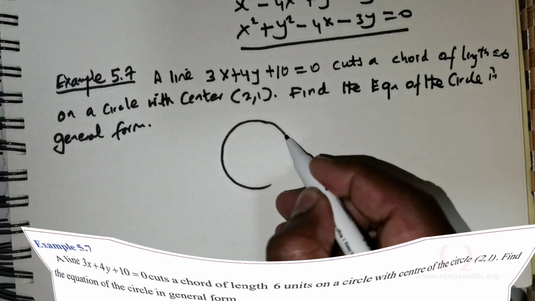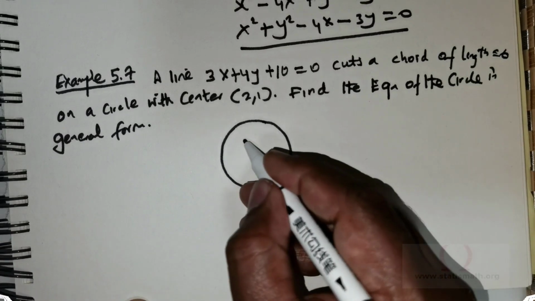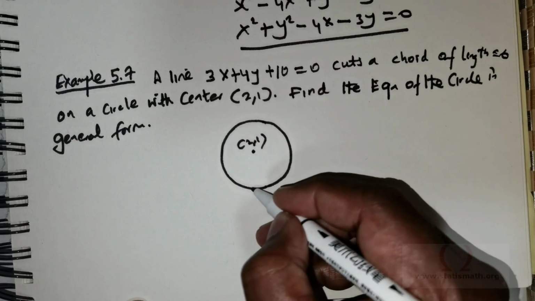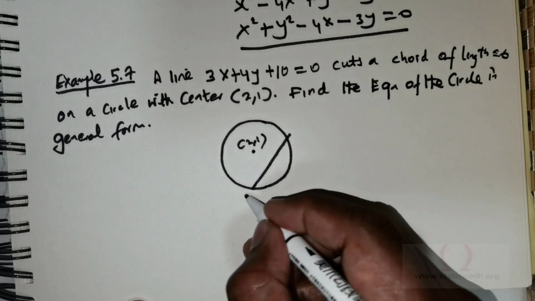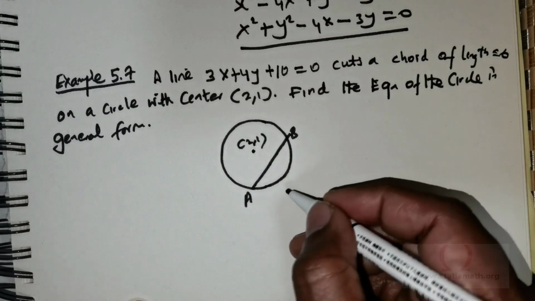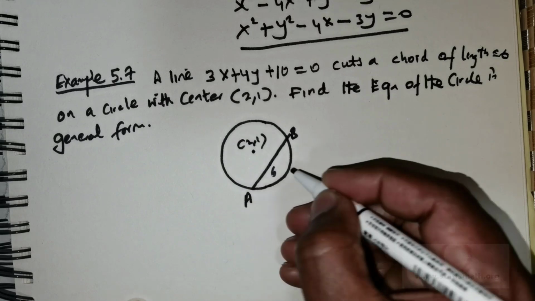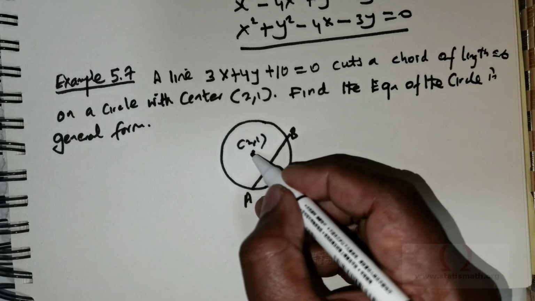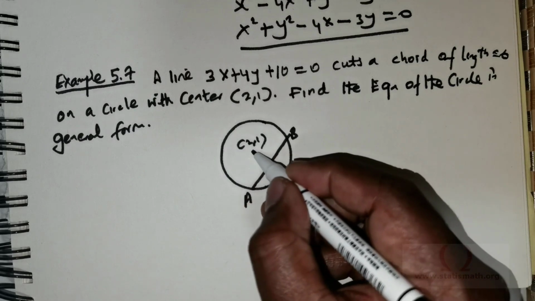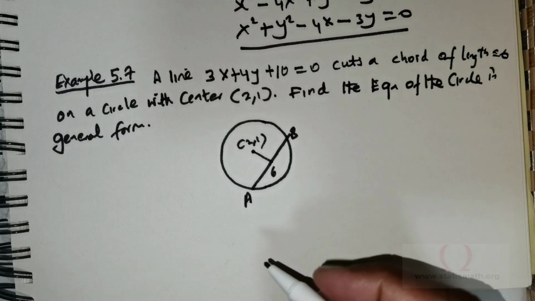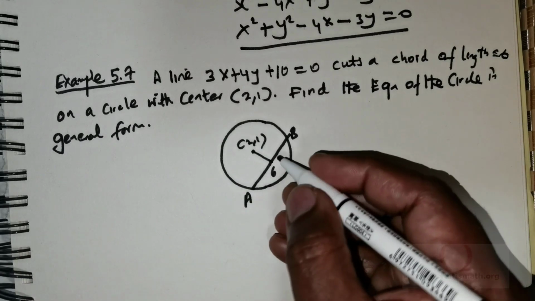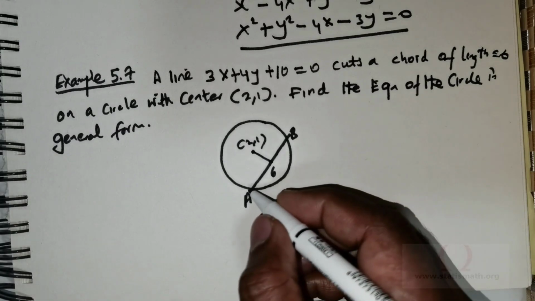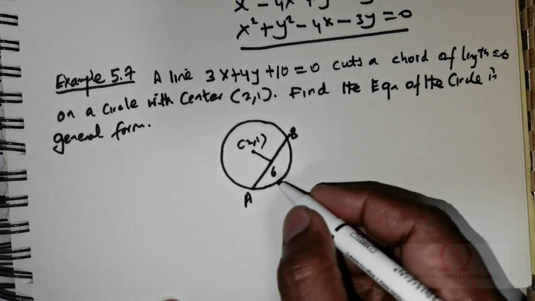So we have a circle. The center is located at (2, 1), and a line is cutting a chord. Let us imagine this to be the chord. Let A and B be the ends of the chord, and the length of the chord is given as 6 units. The assumption is that the line is passing through the center and dividing the chord into 2 equal parts. That is the assumption we have to make to solve this question.